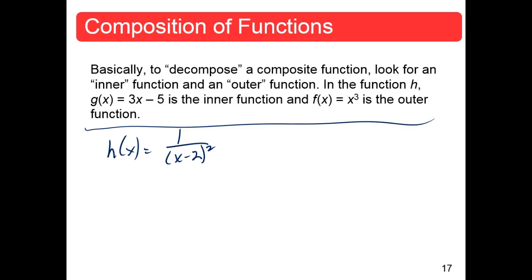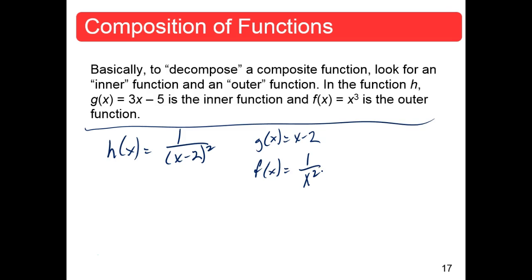And I'll tell you right ahead of time, there's more than one way to do it. So you tell me what you would think is the best way, or one way to do it. It may not be the best way. Let's say first, look for the inner function. What do you think that might be? x minus 2. So you want that to be called g of x? x minus 2. Then what would your outer function be? 1 over x squared.